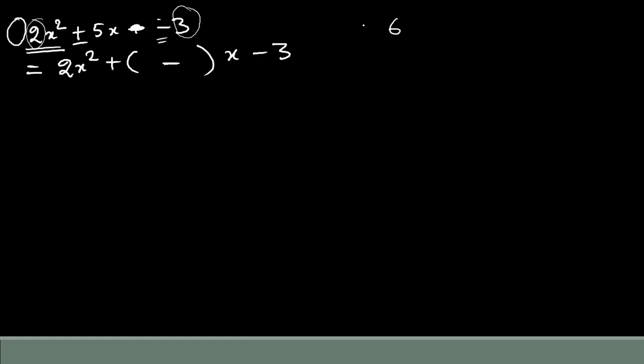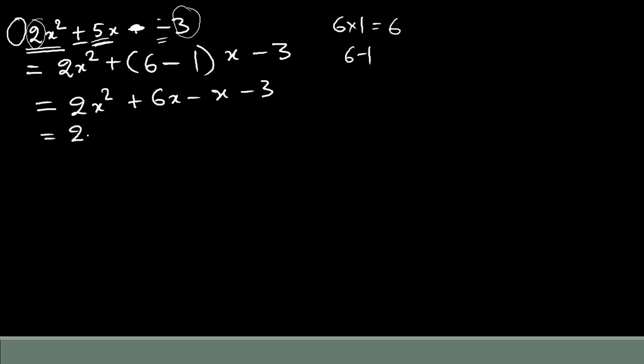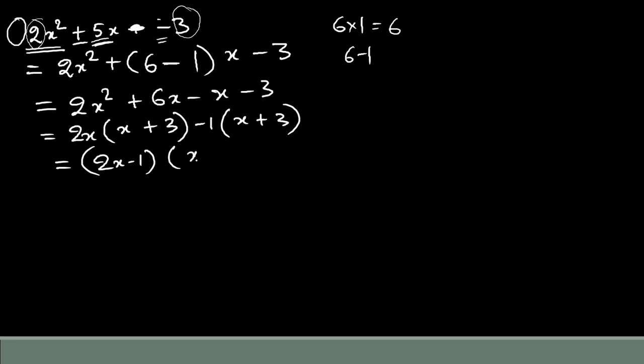Okay. And you see 6 can be written as 6 times 1. And 6 minus 1 will give us this 5. So we can write 6 minus 1 here. So this will give us 2x square plus 6x minus x minus 3. When 2x is common, we get x plus 3 minus 1 times x plus 3. And from here we get 2x minus 1 times x plus 3.